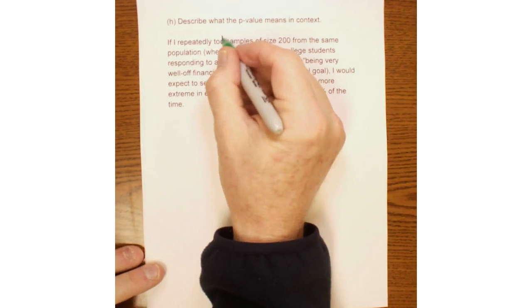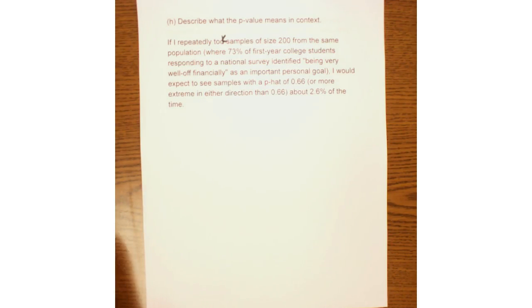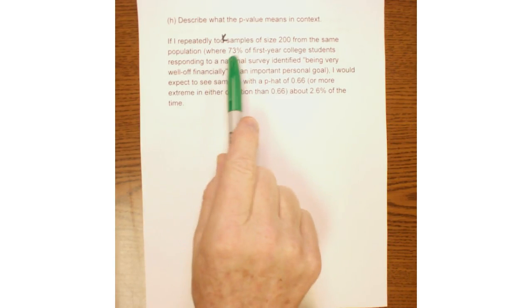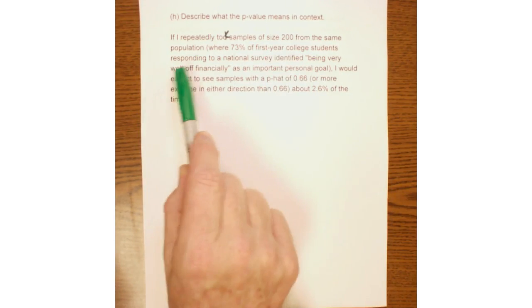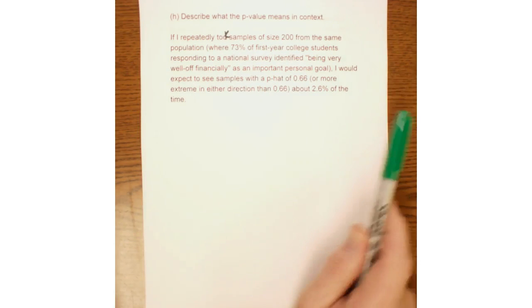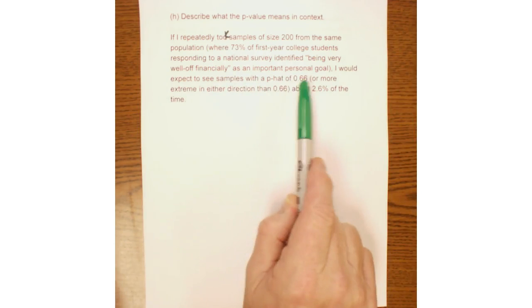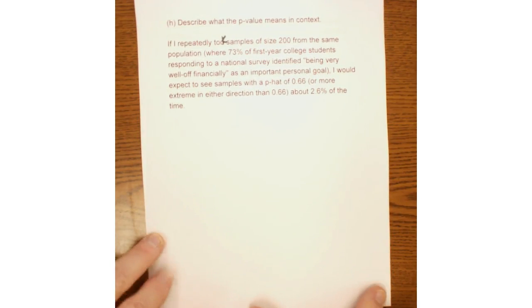So what does the p-value mean in context? Very similar to a confidence interval. If I repeatedly took samples of size 200 from the same population, that is, where 73% of the first-year college students responding to a national survey identified being very well off financially as an important personal goal, I would expect to see samples with a p-hat of 0.66 or more extreme in either direction about 2.6% of the time. So that's what that p-value means. It's kind of like, again, repeatedly doing this procedure.